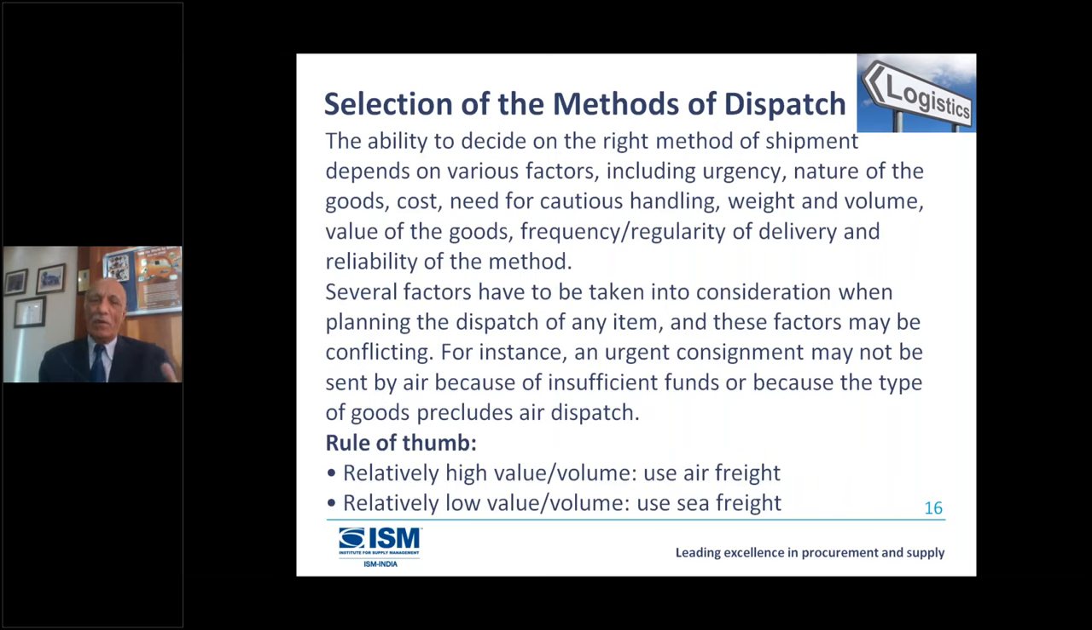Selection of the methods of dispatch. Again, the rule of thumb I want to talk about here is relatively high value-to-volume ratio items use air freight. Less volume, but the value is much bigger. But if the volume is bigger, say I'm sending cotton or something, then I'll use sea freight. So try to be very careful where to use air freight and where to use sea freight. To a large extent, the rule of thumb is which items are very voluminous. Item price is very low, but they're very voluminous. I'll go with sea, truck, whatever, or a train. But if it is less voluminous and the cost is very high, look at gold. If you want to send gold, high value, volume is very less, you go by air freight.